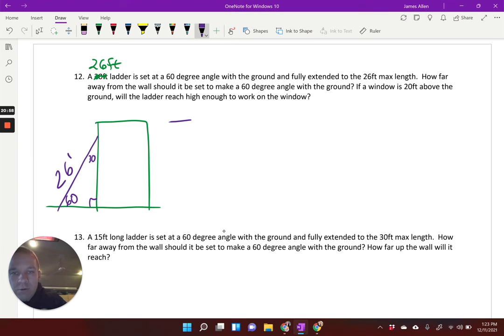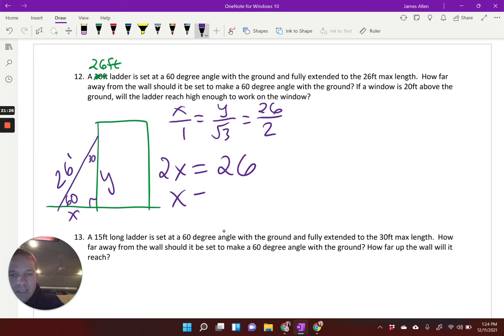All right, so I've got 1, root 3, and 2. How far away from the wall should it be to make a 60-degree angle with the ground? So that's the ground here. That's across from my 30, so that'll be my x. How high up will it reach, or will I be able to work on a window that's 20 feet up? We'll call that my y, which is across from the 60, so that goes here, and across from my 90 is 26. Let's solve for x first. So I get 2x equals 1 times 26, which is 26, so x equals 13. So 13 feet away is where I should place that.